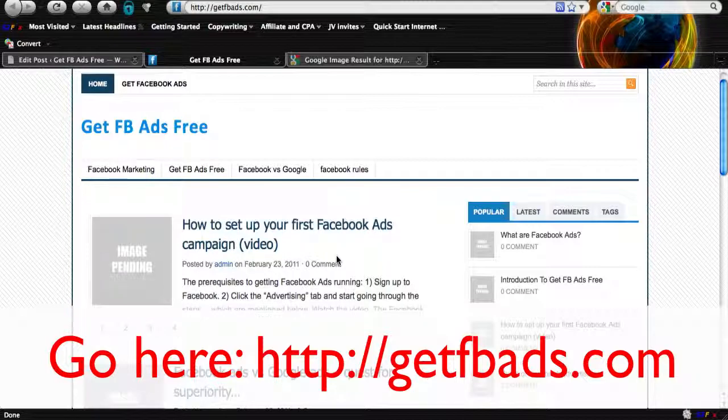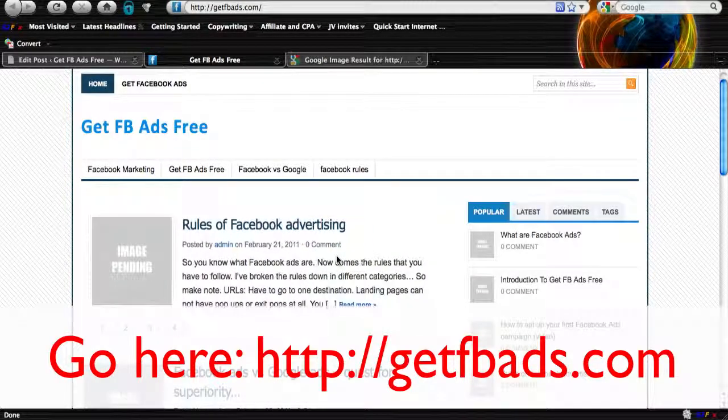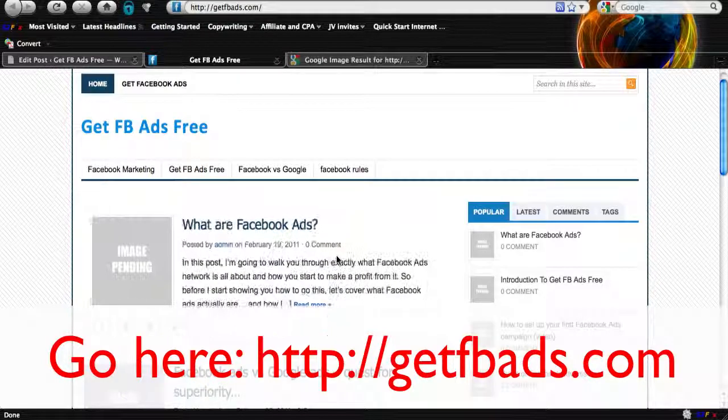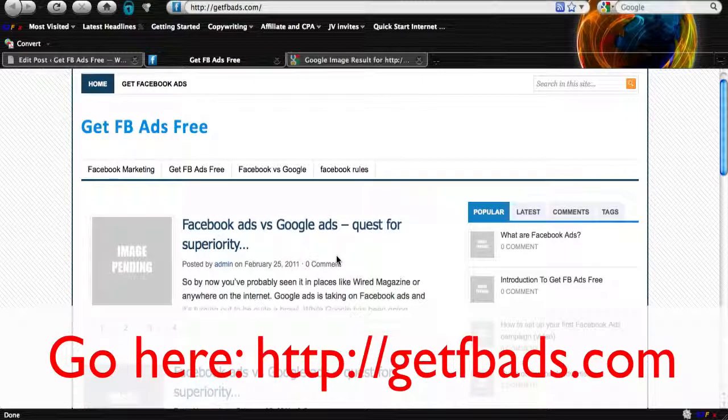Anyway, that concludes the five differences between Facebook and Google, and Facebook ads versus Google ads, which is more superior. In my opinion, it is Facebook for the moment being. But keep a lookout, because Facebook might be going the same way Google is.